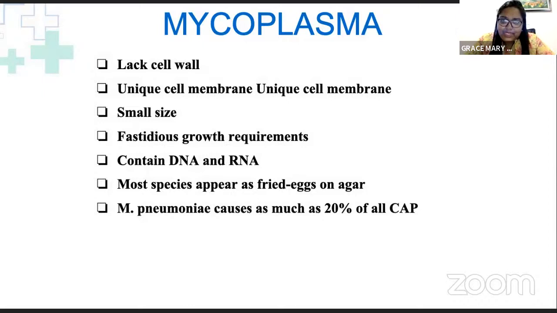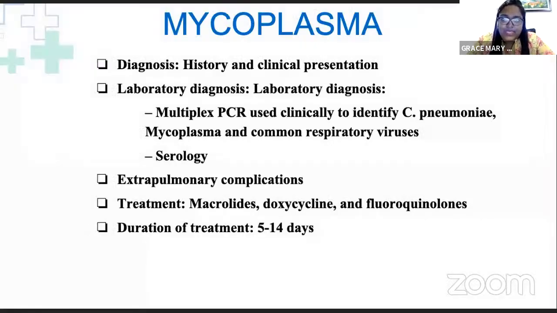And the typical picture that you get when you have this on your culture plate is like fried eggs on your agar. It accounts for 20% of your community-acquired pneumonia. So now you know that 1 out of 5 can have this one, but it won't show in your gram stain, and it's very difficult to culture the bacteria. So if it is a pneumonia kind of picture, something that you need to have in your mind is covering for the atypicals. And the treatment is the same as for chlamydia.